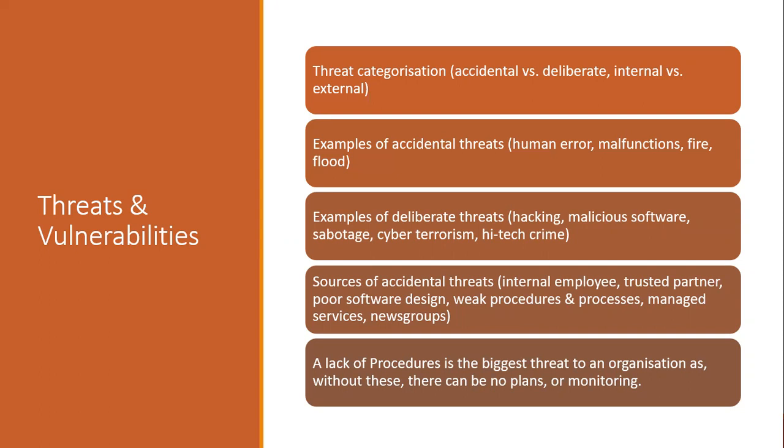Sources of accidental threats could include our internal employees. Our internal employees could accidentally expose our information assets to risk. Trusted partners, poor software design, weak procedures and processes, or non-existent procedures and processes, managed services and news groups. All of these pose threats to our information security landscape.